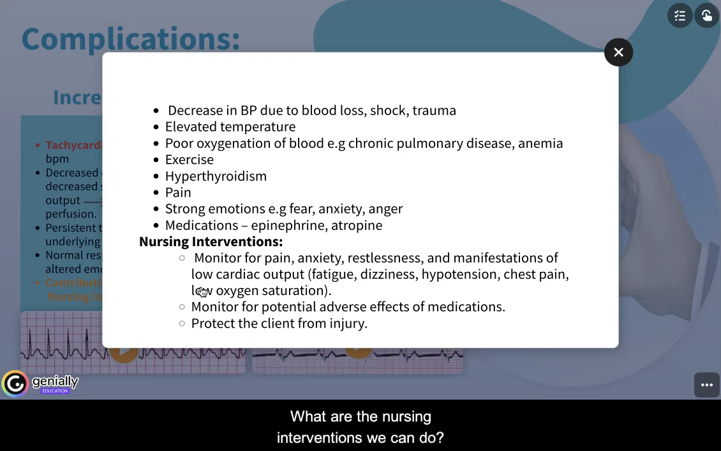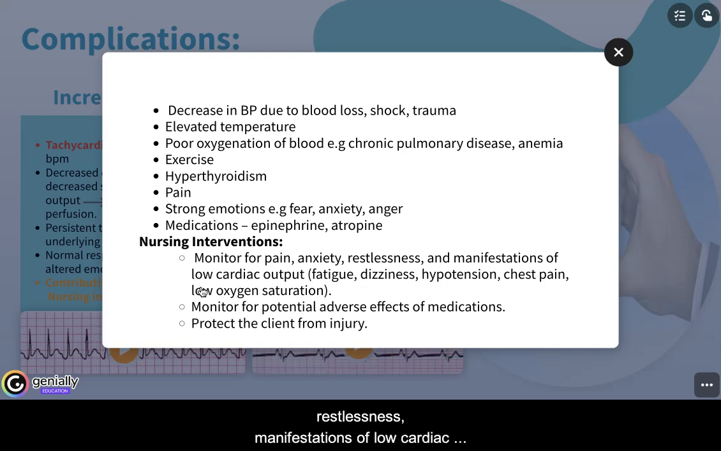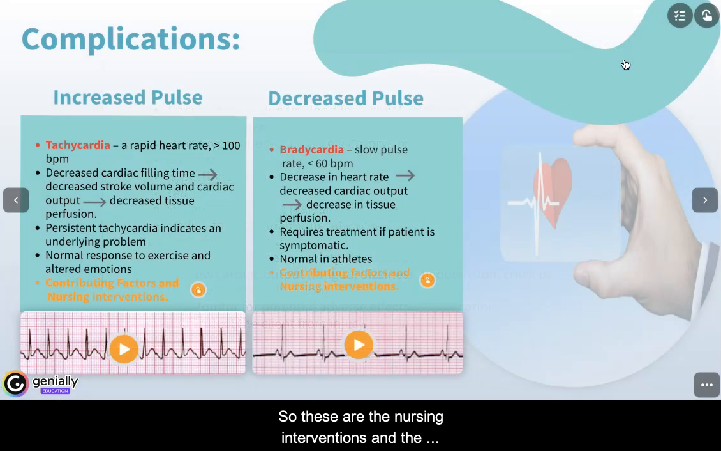What are the nursing interventions we can do? What are the things that we can do as nurses? Monitor for pain, anxiety, restlessness, manifestations of low cardiac output. For example, fatigue, dizziness, hypotension, chest pain, low oxygen. Monitor for potential adverse effects of medication. Maybe a medication that they're getting is causing them to get tachycardia, right? Protect the client from injury. For example, if they have tachycardia and they're restless, they might fall, they might get injured. Protect them from injury. So these are the nursing interventions and the contributing factors for tachycardia.